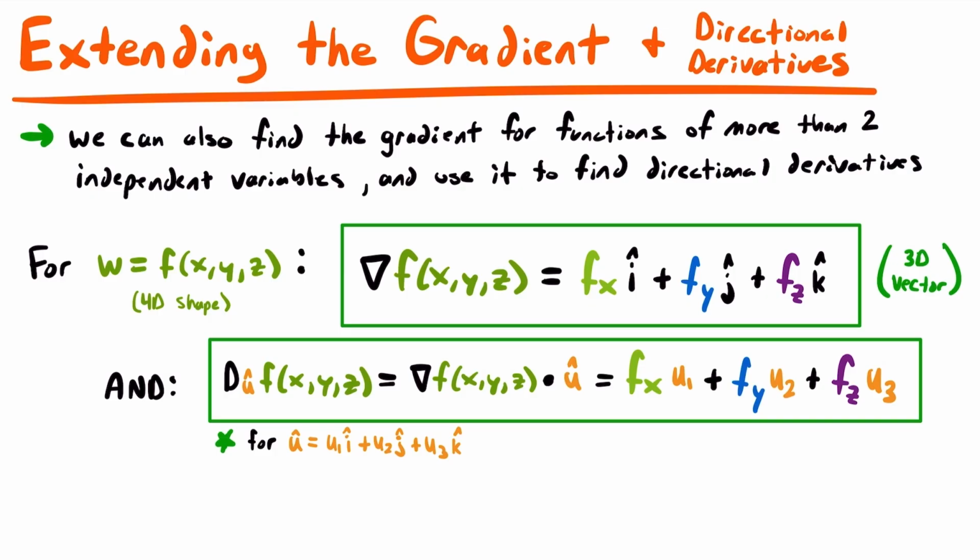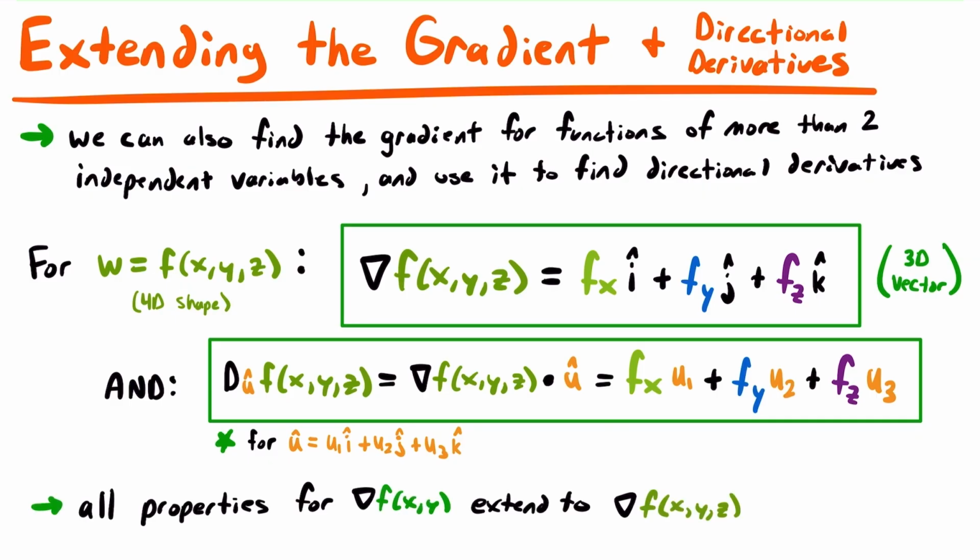And one final note about this extension of the gradient vector: all the properties that we looked at earlier for the gradient of f of x, y can be extended to the gradient of f of x, y, z. And what I mean by that is the maximum value of a directional derivative is still the magnitude of the gradient vector, and the minimum value is still the negative magnitude of that gradient vector.